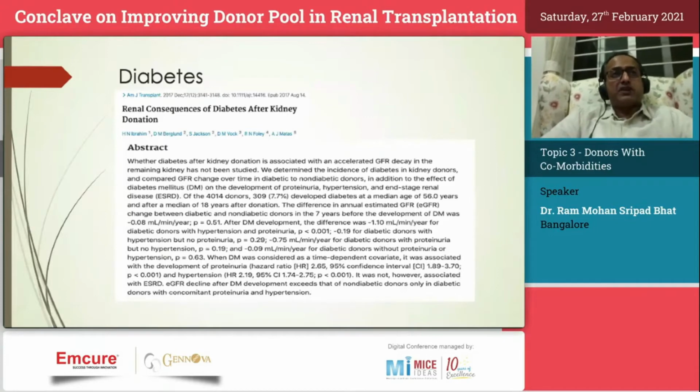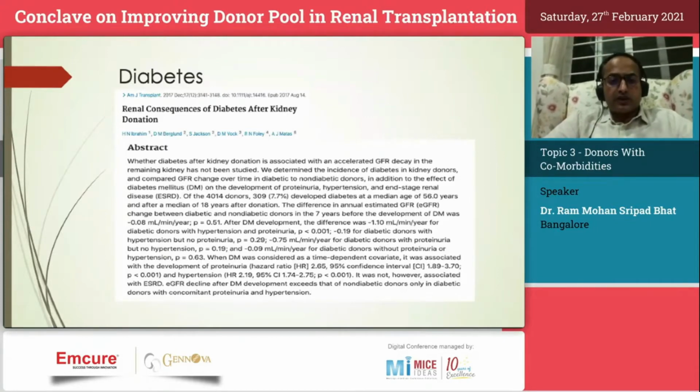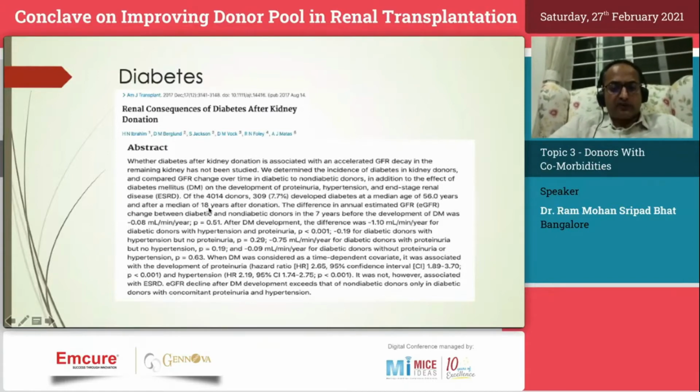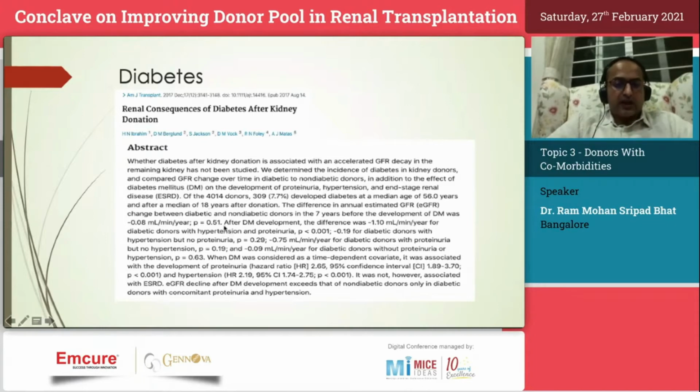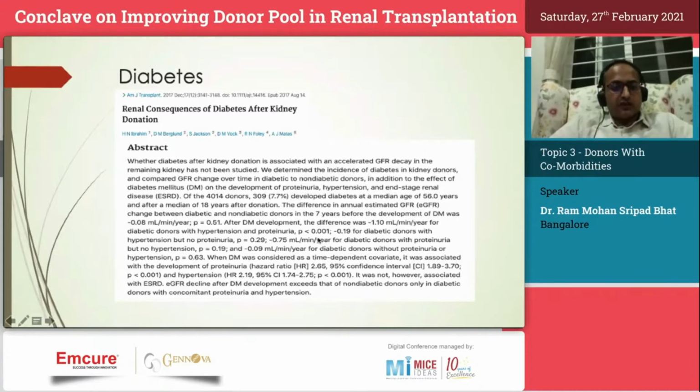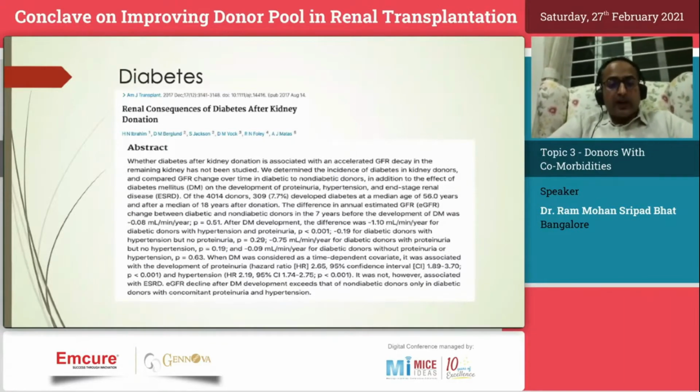What happens if somebody develops diabetes after donation? So, this is from the US, looking at 4,000 odd donors, out of which 309, that is 7.7% of them, developed diabetes at a median time of 18 years post-donation. And these were followed up over a period of time, looking at risk of ESRD, risk of developing hypertension and proteinuria. So all these risks you can see here, very, very small. The highest one is the risk of developing hypertension after developing diabetes, which was highest in those who developed diabetes after donation. So most of them do quite well, even when they develop diabetes after donation.